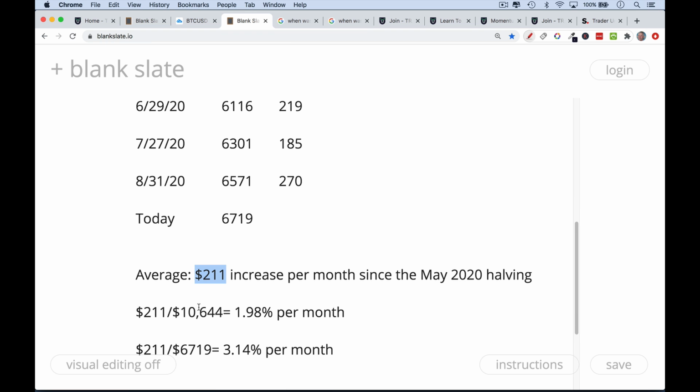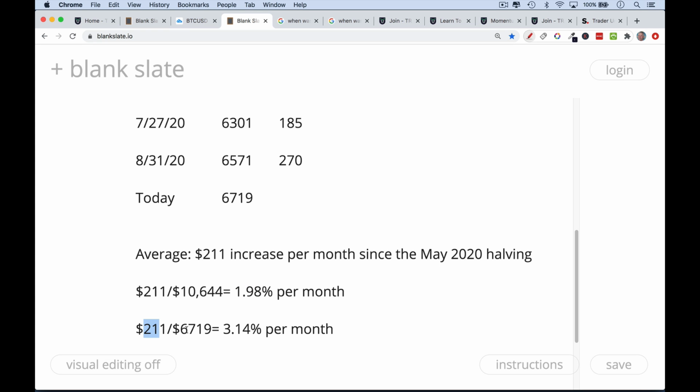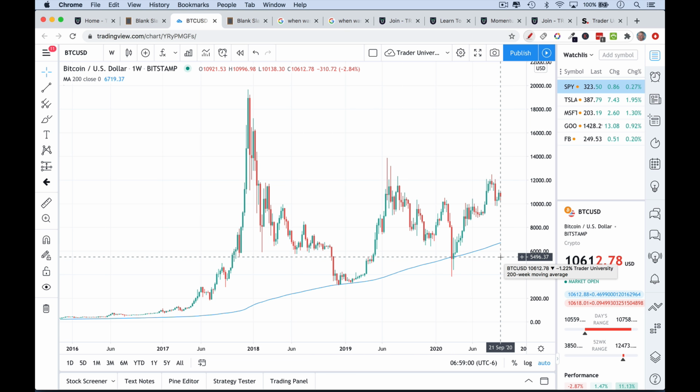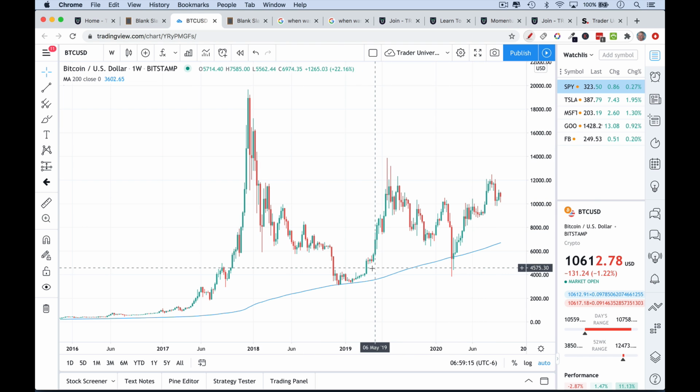Now, if we look at that as a delta on the price where Bitcoin's currently trading at 10,644, we just say $211 divided by 10,644. We can see that Bitcoin goes up about 2% a month using this measurement. If we use the delta based on the actual moving average number, the 200-week moving average right now is at approximately 6,719. We can see that it goes up about 3% a month, compounding on itself off of the 200-week moving average. As we said, the 200-week moving average serves as very good support.